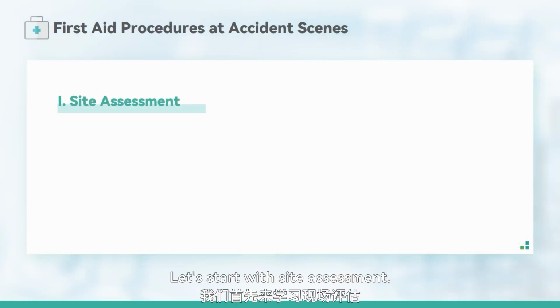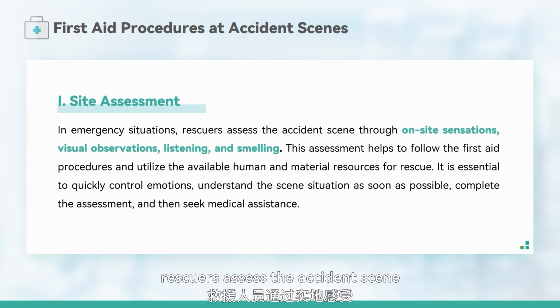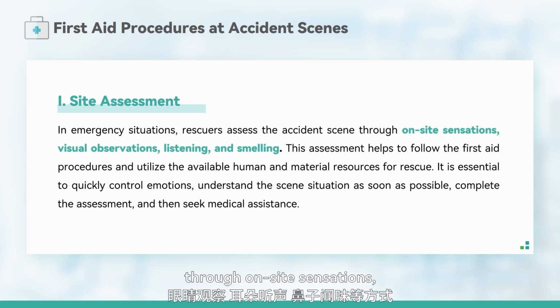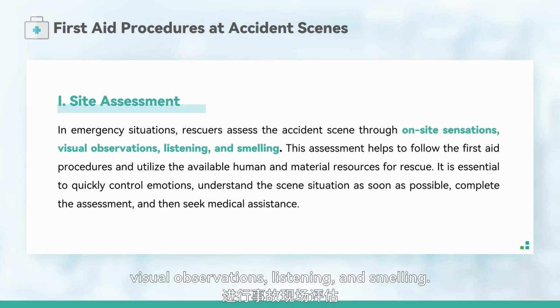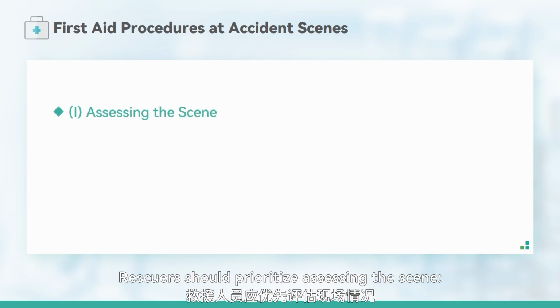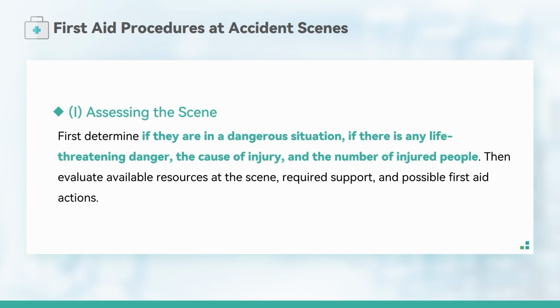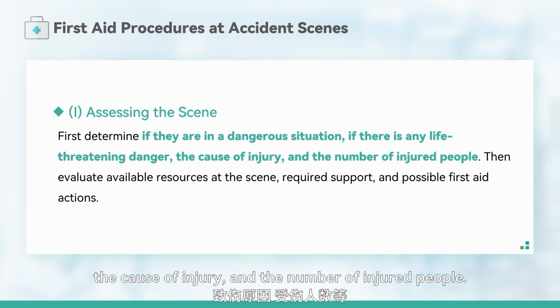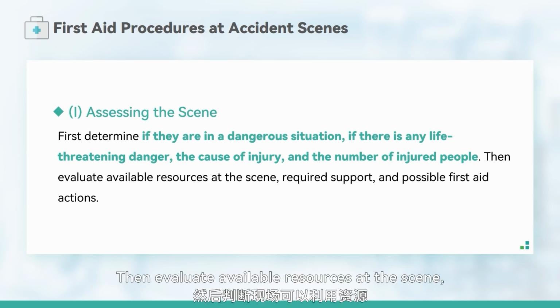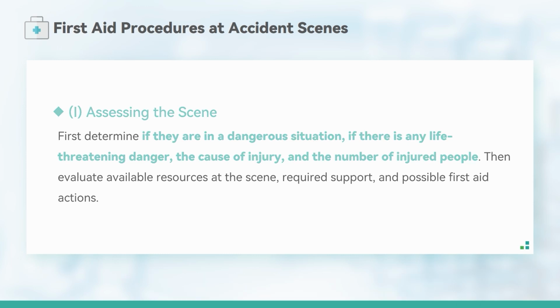Let's start with site assessment. In emergency situations, rescuers assess the accident scene through on-site sensations, visual observations, listening, and smelling. Rescuers should prioritize assessing the scene, first determine if they are in a dangerous situation, if there is any life-threatening danger, the cause of injury, and the number of injured people. Then evaluate available resources at the scene, required support, and possible first aid actions.